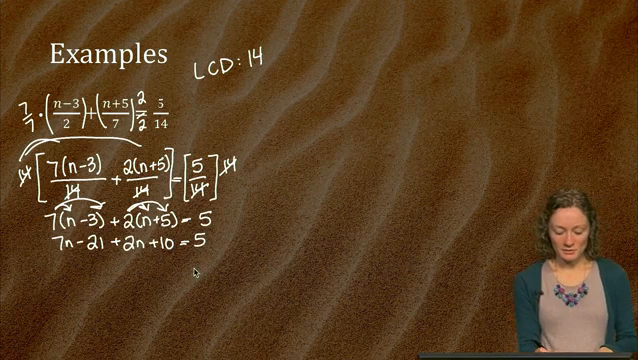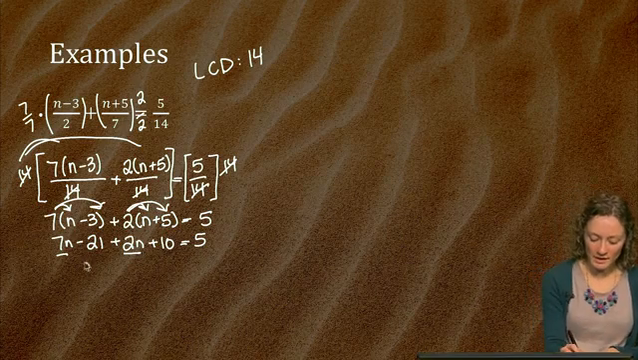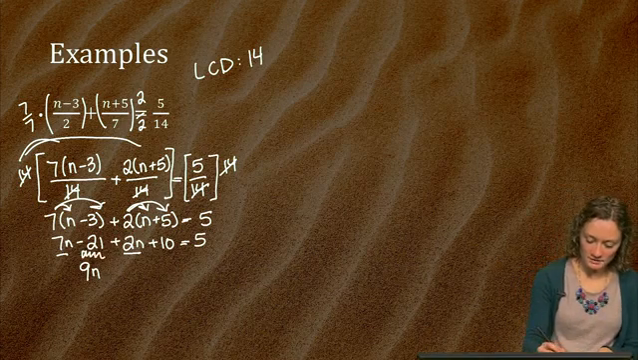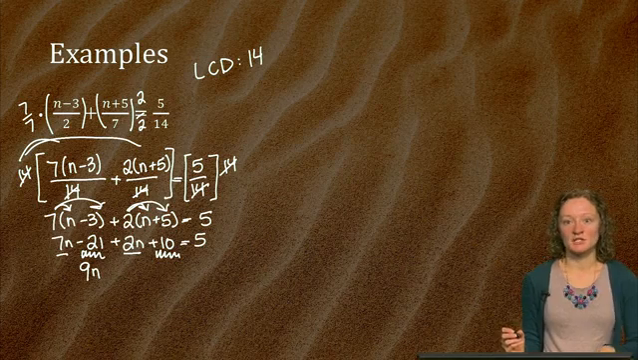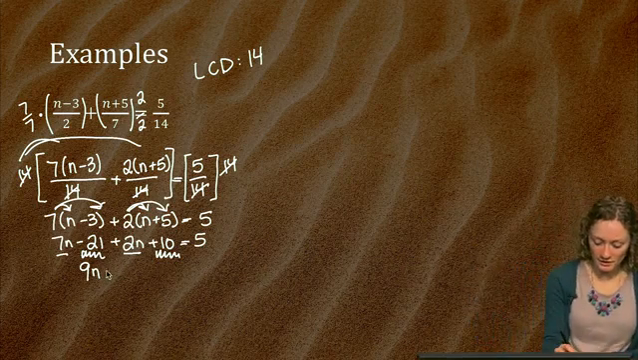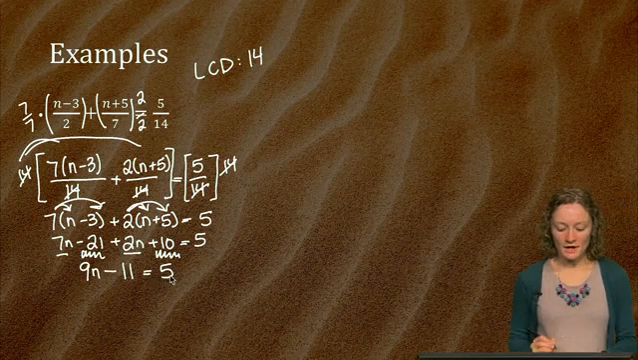Then combine like terms on each side. The 2 variable terms combine to be 9n. Our number terms, negative 21 plus 10. You owe $21 and you have 10. You can pay 10 of it off and you still owe $11, equals 5.